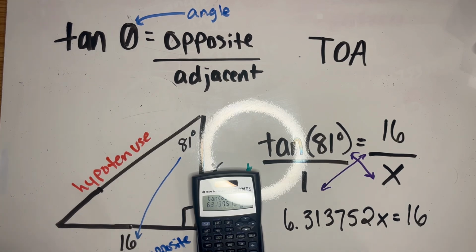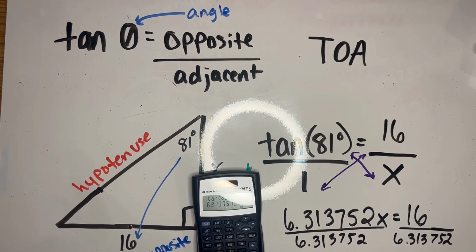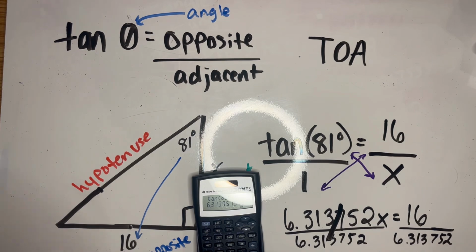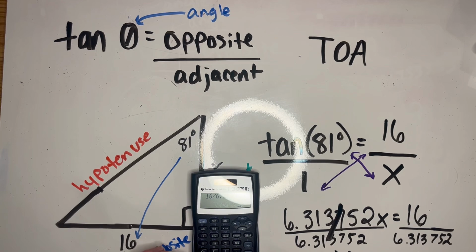All right. Well, to undo multiplication, we do division. So we're going to divide both sides by the 6.313752. So we get our giant 1 over here. So it cancels it out, but it really just makes a giant 1. So then we get X equals 16 divided by 6.313752.